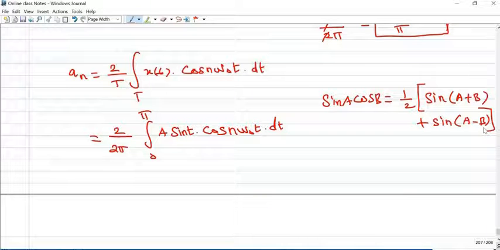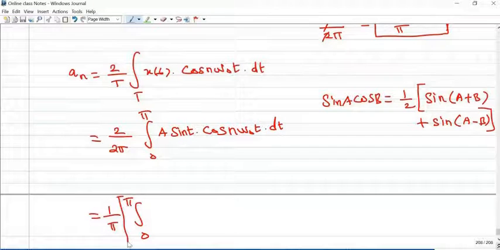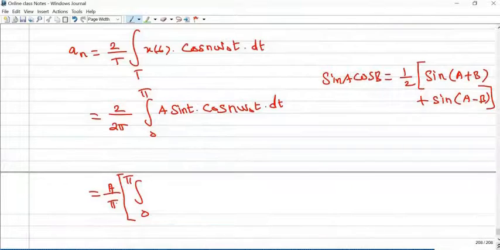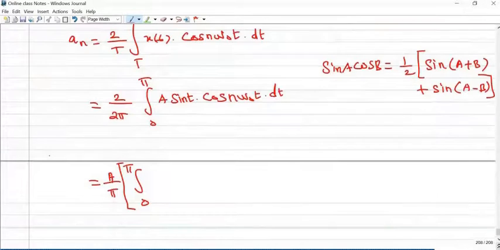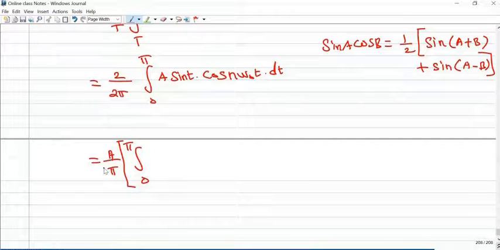Now substitute 1 divided by pi, 0 to pi. A is a constant, so I'm taking A outside. First expand this in the sin a cos b format. 1 by 2, so these two will be cancelled. In this formula 1 by 2 is available, and that 1 by 2 is also a constant, so take it outside.